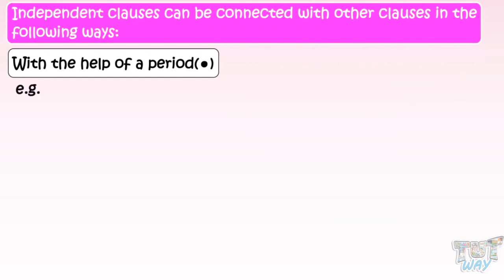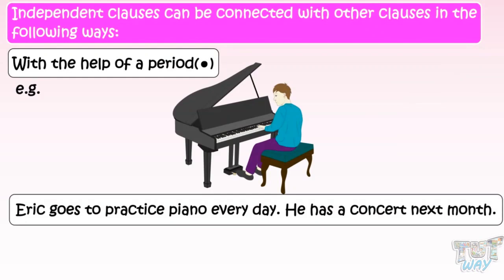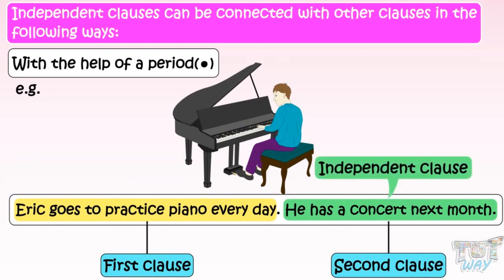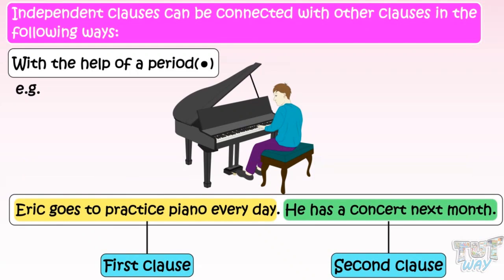For example, Eric goes to practice piano every day. He has a concert next month. The first clause in the sentence is, Eric goes to practice piano every day, which is an independent clause. The second clause is, he has a concert next month, which is also an independent clause, and they are separated with the help of a period. Yet, they are connected to each other by their common themes.